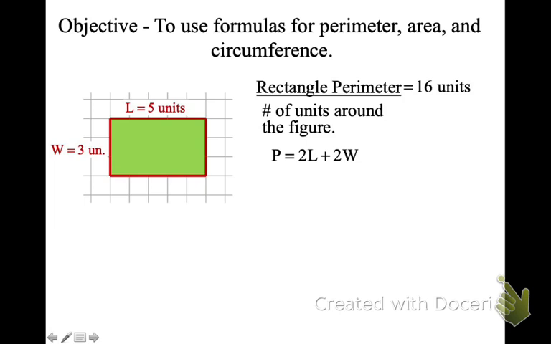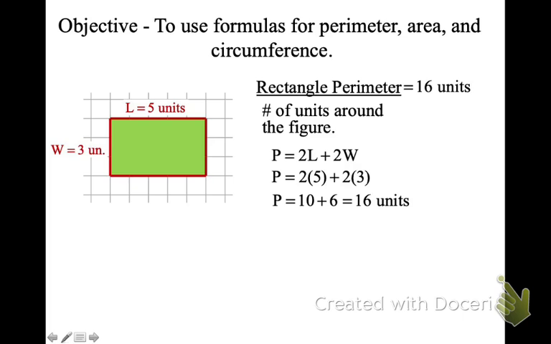So if I know that the length is 5 units, all I have to do is substitute in. Perimeter is equal to 2 lengths, 2 times 5, plus 2 widths, 2 times 3. Then we use our order of operations. 2 times 5 is 10. 2 times 3 is 6. We do our multiplying before adding. 10 plus 6. And altogether, that makes 16 units.